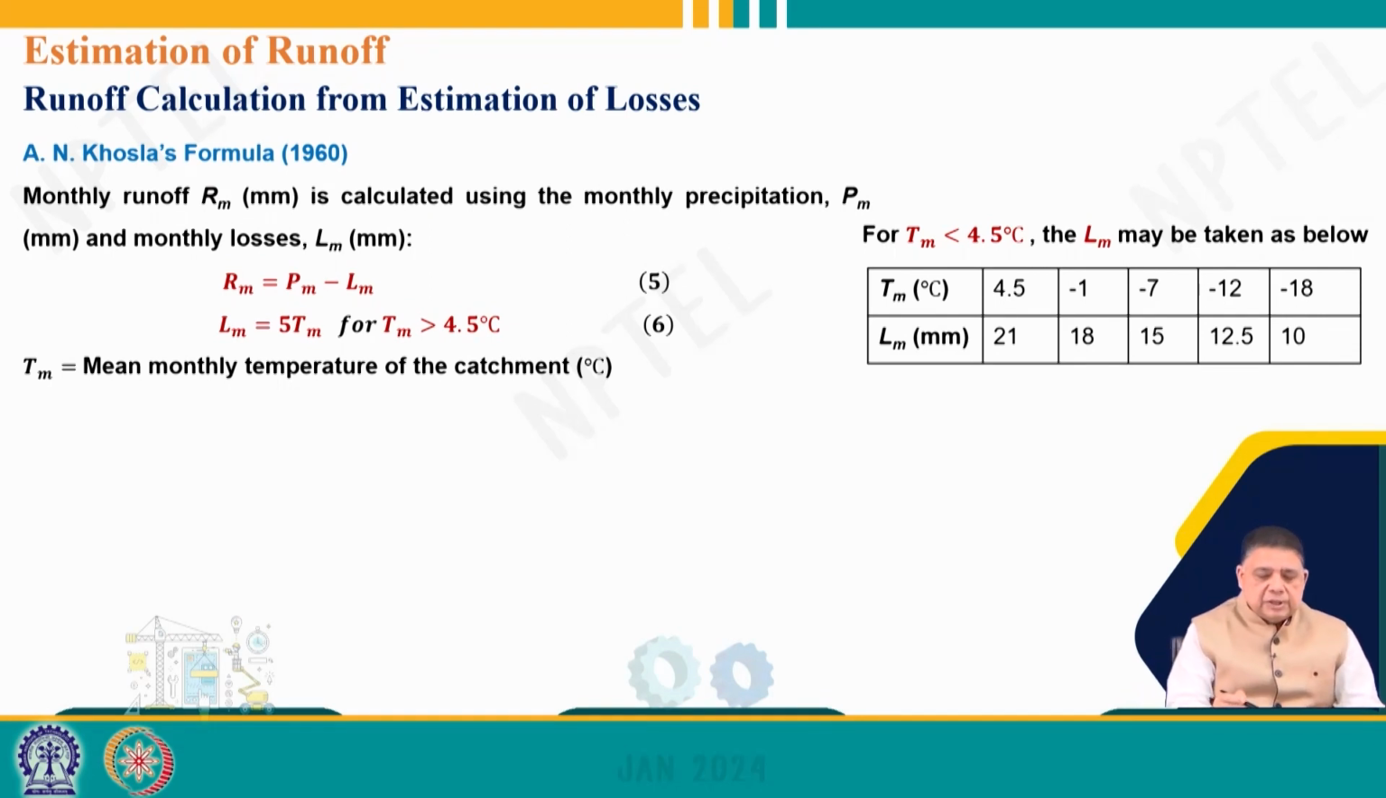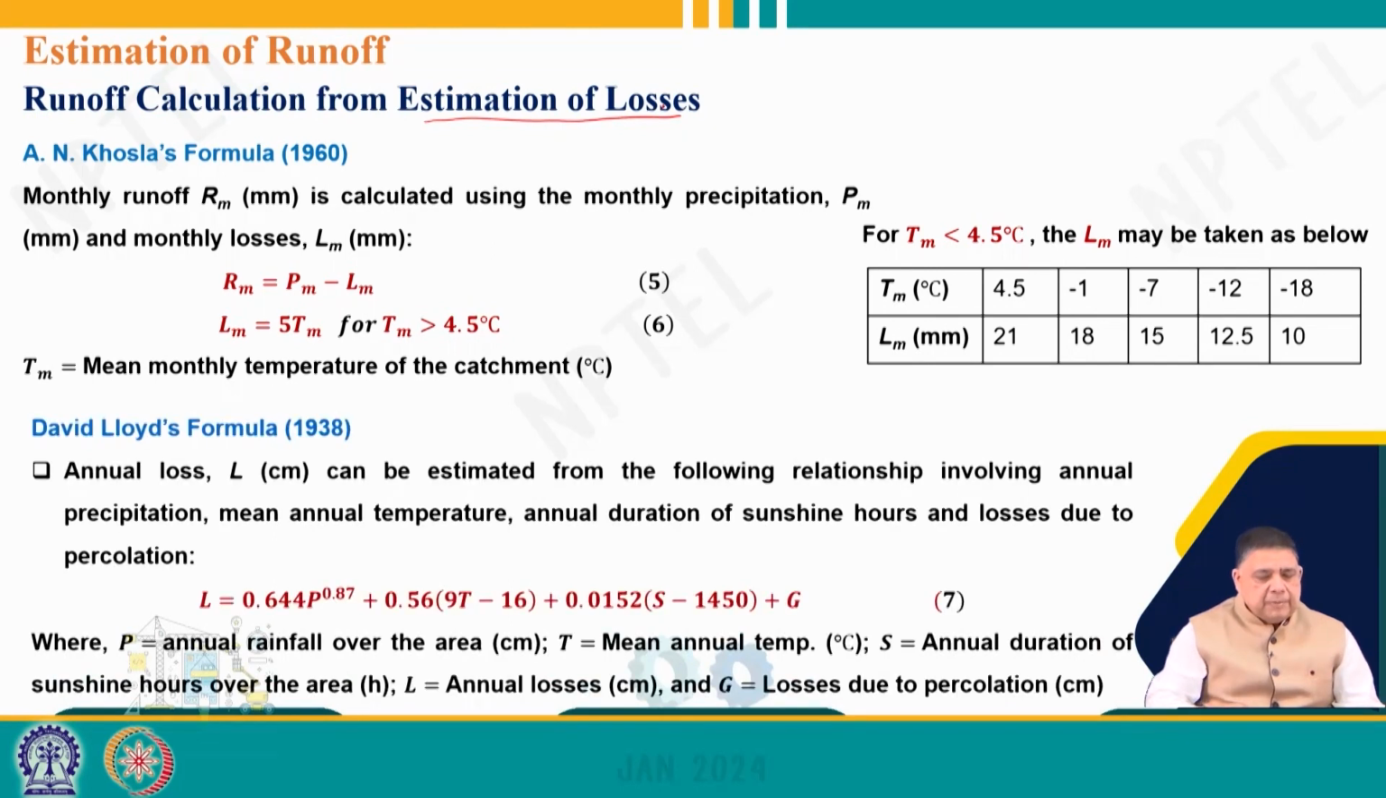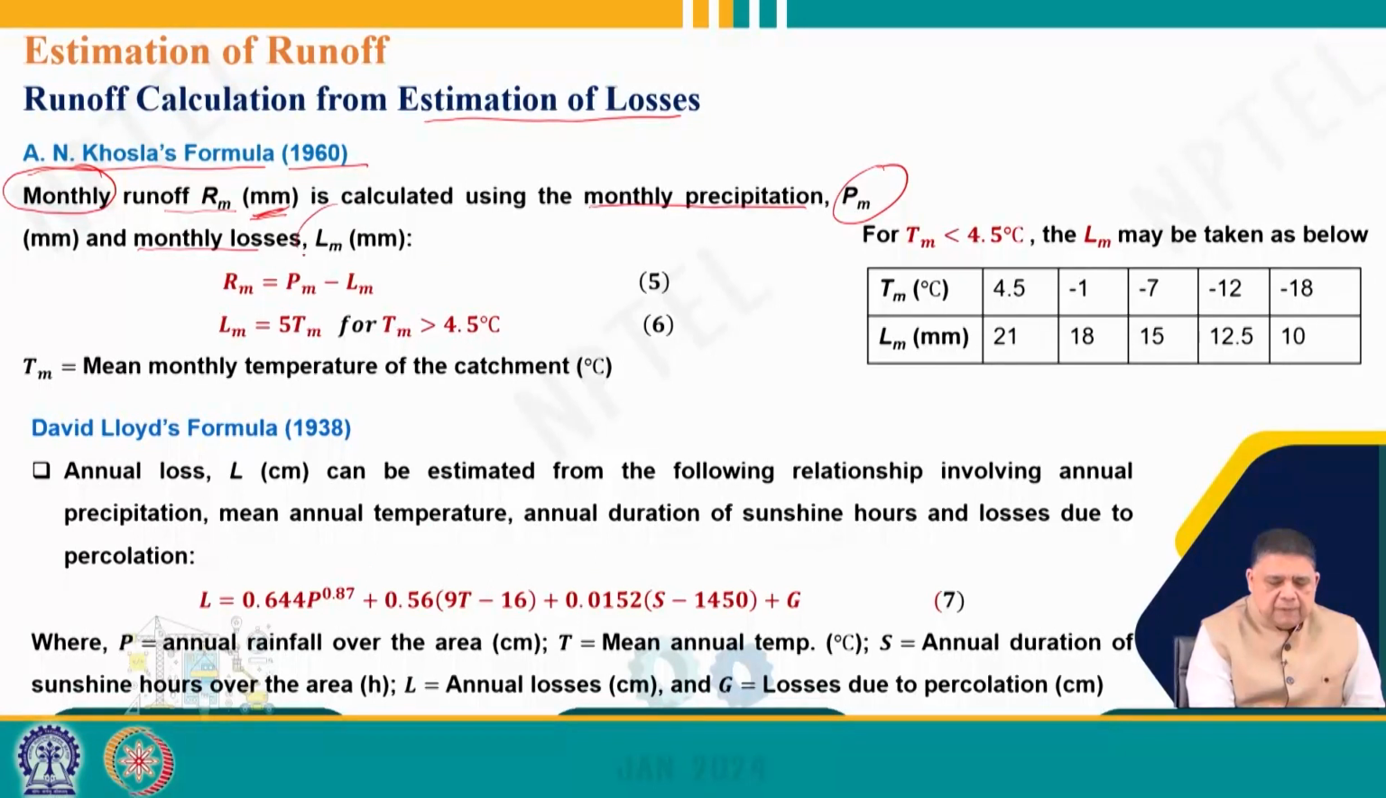Now, coming to runoff calculation by estimating losses, we have a couple of formulas. The first is the A.N. Khosla formula, which came into existence in 1960. As per Khosla's formula, monthly runoff RM, in millimeters, works on the monthly time scale, which is very important to remember. It is calculated using the monthly precipitation PM and monthly losses LM, all in millimeters, with RM equal to PM minus LM. That means runoff is precipitation minus losses.